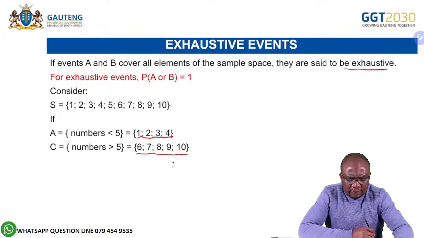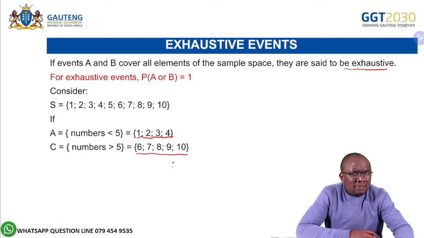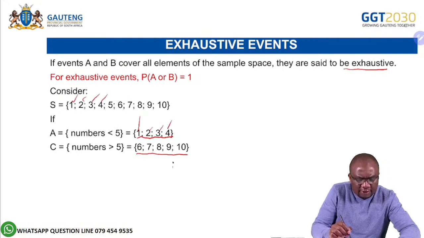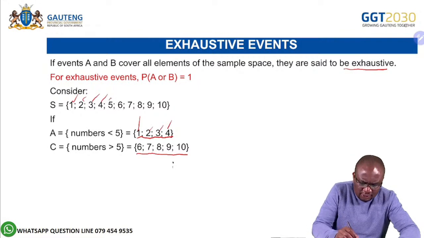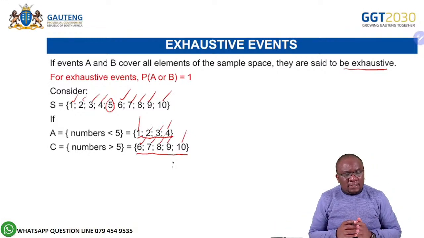Let's represent this one on a Venn diagram. But before we do that, have these events taken everything from the sample space? Before we even go to the Venn diagram, let's check. 1, 2, 3, 4, 5. Where is 5? It's not there. It's not in event A. It's not in event B. Then 6, 7, 8, 9, 10. You see that? So these events have not taken up everything in the sample space. 5 is still outside these 2 events.